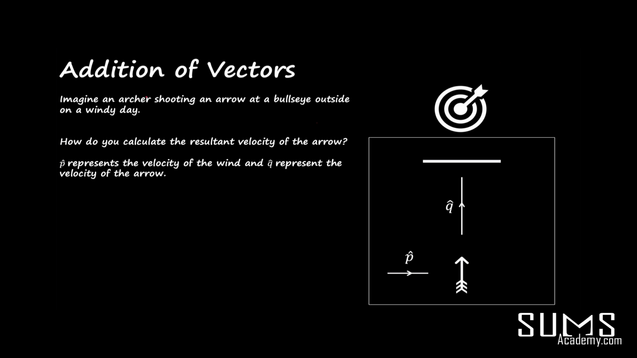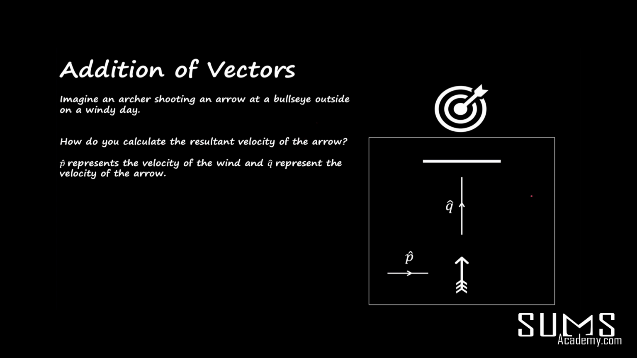So imagine an archer shooting an arrow at a bullseye outside on a windy day. So this is the archer, this is the bullseye. But the question is, how do you calculate the resultant velocity of the arrow? So what does this really mean?